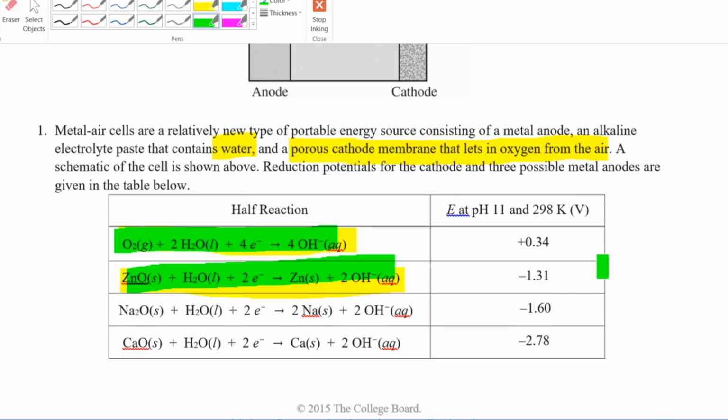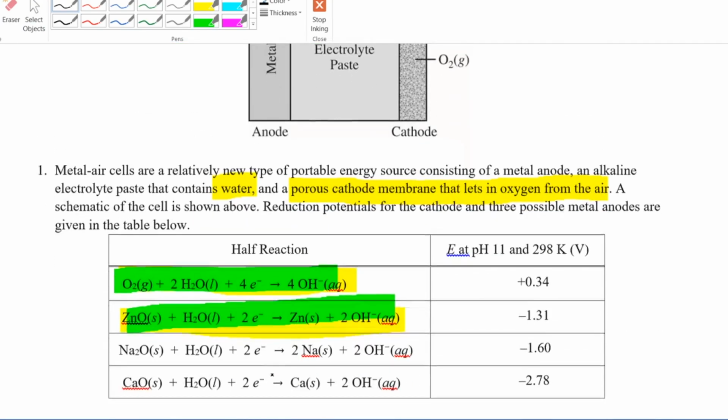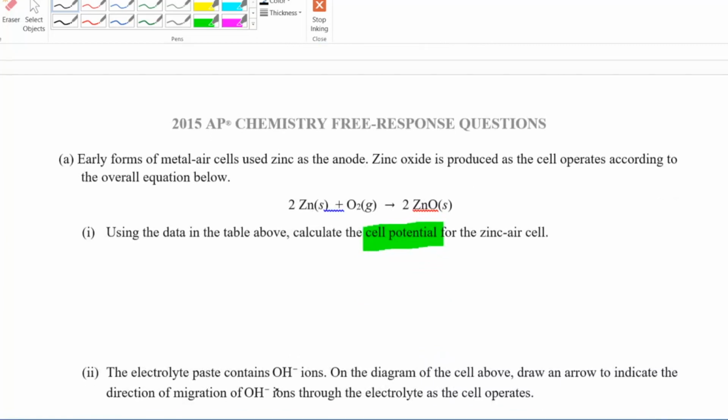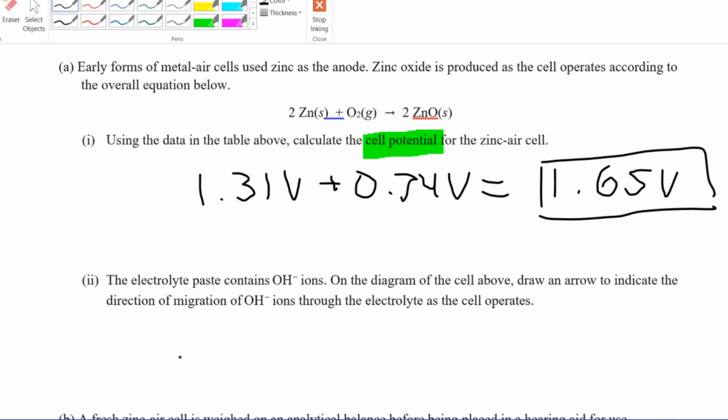So now we have our two values here for our cell potential, since we need to calculate the cell potential for part A, part 1. And that would be 1.31 volts plus 0.34 volts, which is equal to 1.65 volts. Sounds good. All right, let's move on to part 2 of this 5-part question. This thing is for part A to part E.